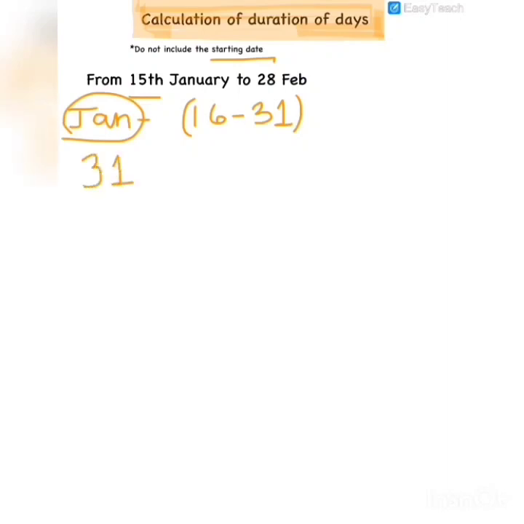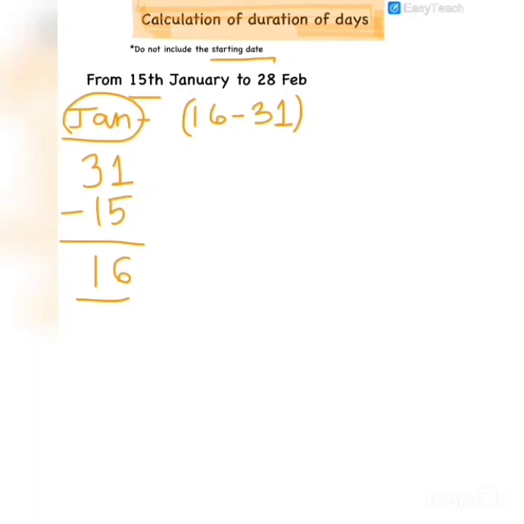We will remove them. इसको हटा देना है. क्यों? क्योंकि 15th जनवरी के बाद से हमें कैलकुलेट करना है. तो मतलब फर्स्ट 15 डेज हम जनवरी के रिमूव कर देंगे. So out of the 31 days we have in January, we will remove 15 days. How much will be left? 16 days in January will be left.